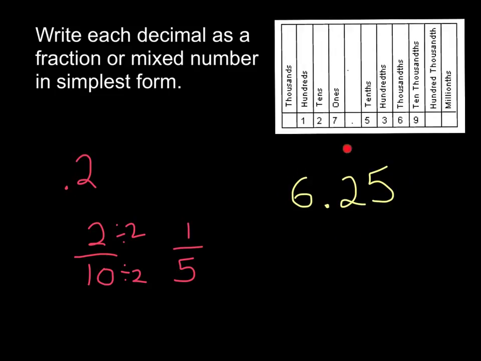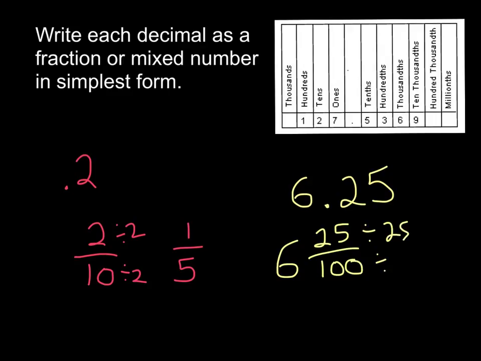If I have a decimal like this, I would say for this one 6 and now there's 0.25. 0.25 would end 2 places to the right of the decimal, which is hundredths. So I would say 25 hundredths. I'd write that like this, 6 and 25 hundredths. And now I can divide each of these by 25, and that's going to give me 1/4. So my fraction for 6 and 25 hundredths would be 6 and 1/4.